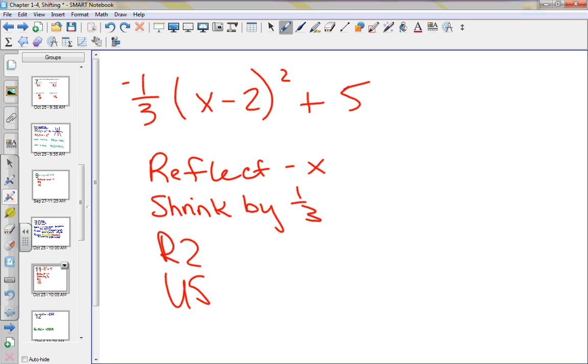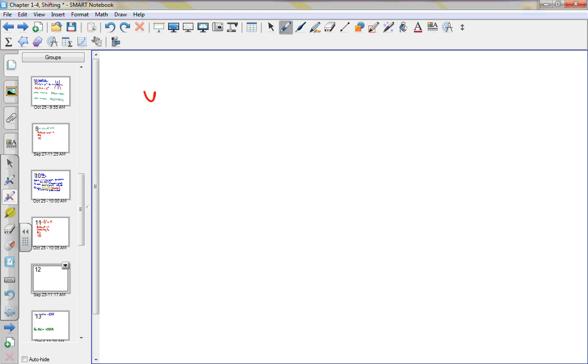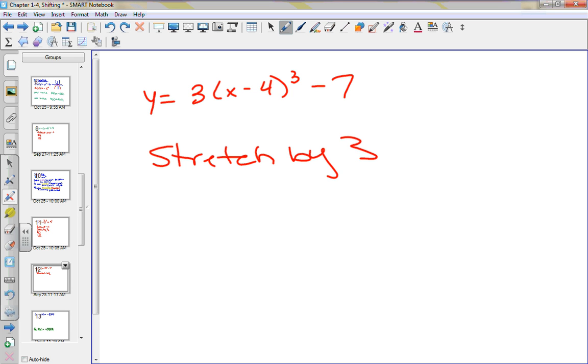The stretch would be something like this. So if I have y is equal to 3 times (x minus 4) cubed minus 7. What's that 3 doing? It's stretching it. So I have a stretch by a factor of 3. What's the 4 doing? It's going to the right 4. What's the 7 doing? Down 7.